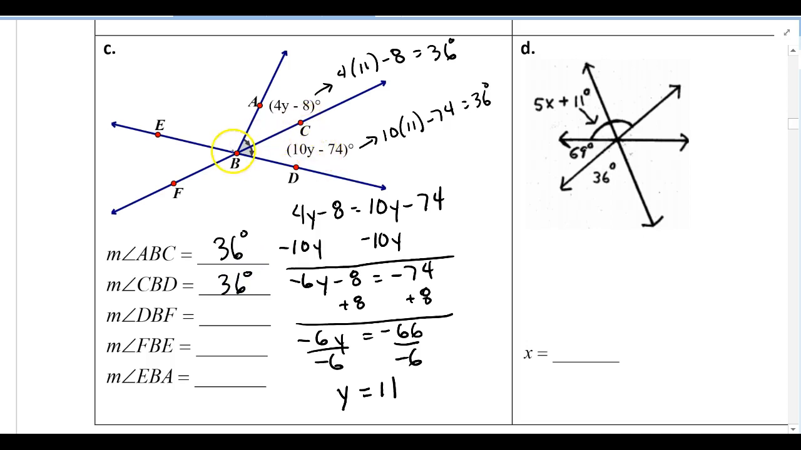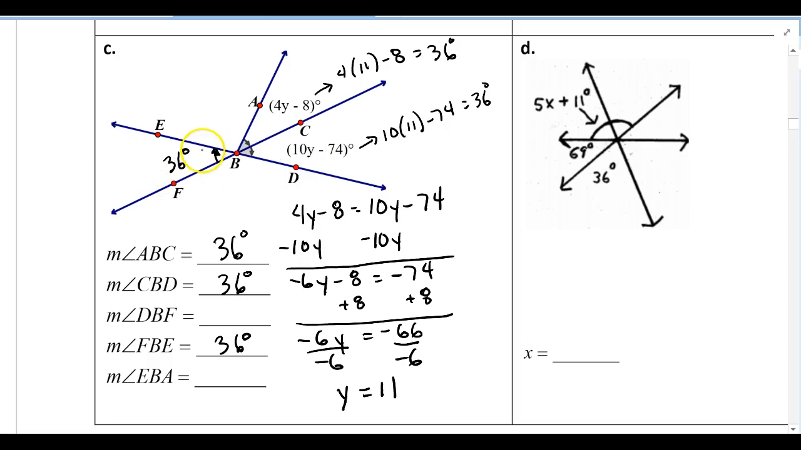And I can see that angle CBD and angle EBF are vertical angles. So this one is going to be, let's just put in that tick mark that they have there, so that's going to be 36 degrees also. So EBF, that's this one here. 36 degrees. We also need DBF.